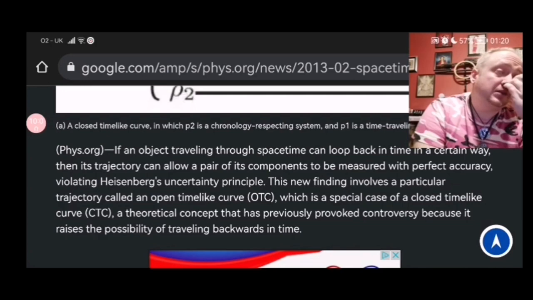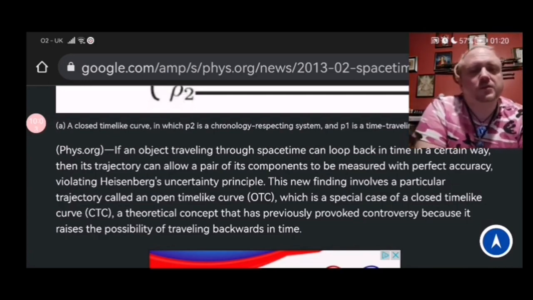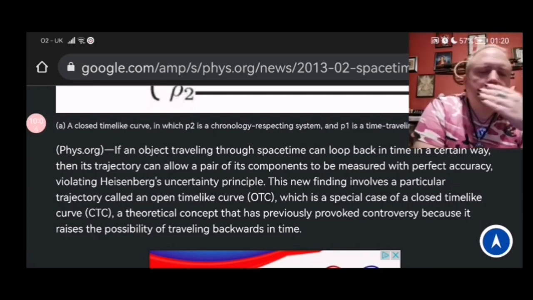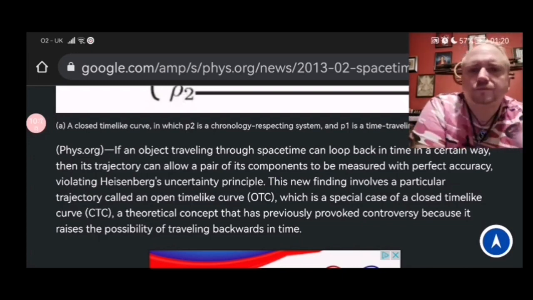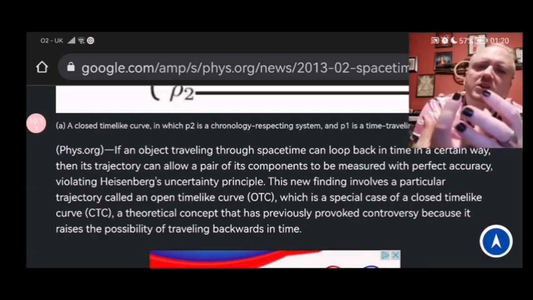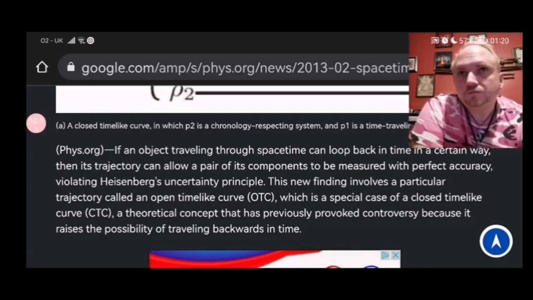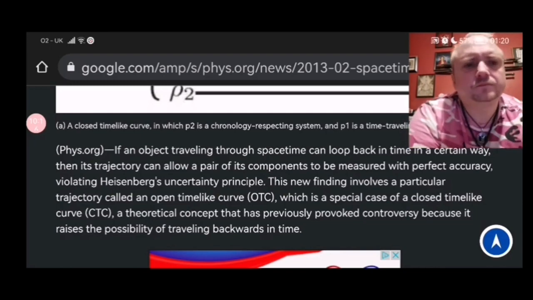So the thing is, to be fair, there's nothing that says going forward in time is easy, but there's nothing in quantum mechanics that says you can't. It's just the risks, or the different things that could happen. You know what I mean?